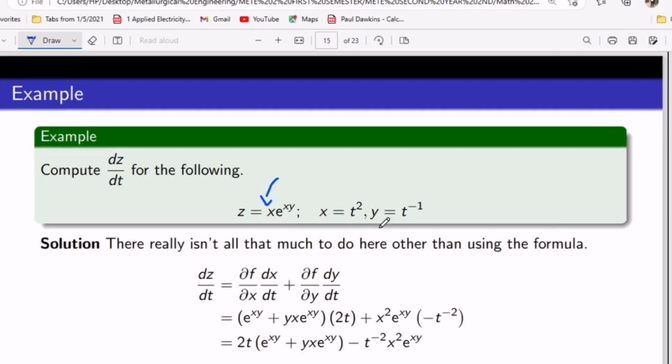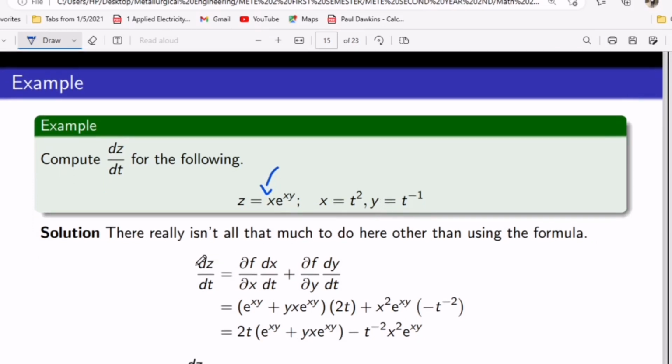With case 1, as we've established by the formula, you know that dz over dt will be equal to what? The partial derivative of this function with respect to x, times dx over dt. You are differentiating this with respect to t. Then plus, you differentiate this partially with respect to y, times dy over dt. When you do that correctly, partially differentiating with respect to x, this is product rule, times dx over dt, which is 2t. Then plus, partially differentiate with respect to y, times dy over dt, which is -1, that's negative t to the power -2. And you get that. So that's for case 1.